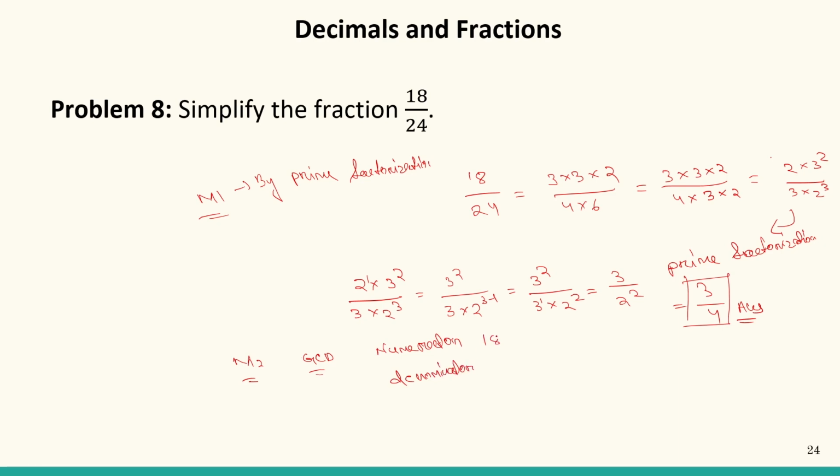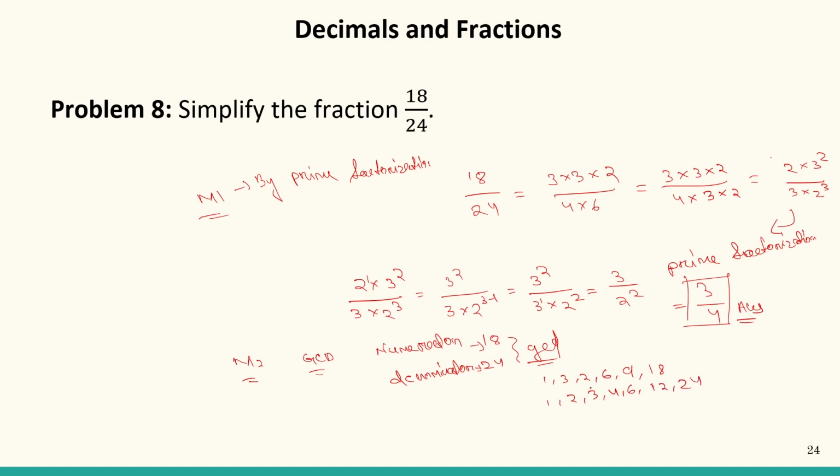So it is 18 and 24, this is okay. So what we need to do is find the GCD, that is greatest common divisors. So we already know how to find the divisors. For 18 it is 1, 3, 2, 6 and 9 and 18 itself. Okay, for 24 it is 1, 2, 3, 4, 6 and 12 and 24 itself.